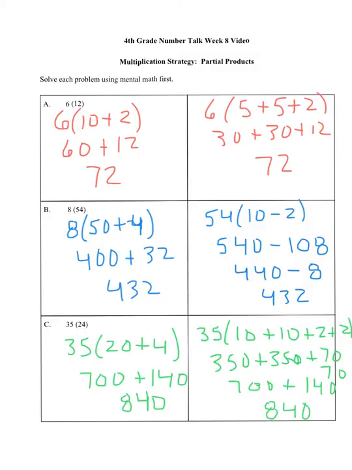These are not the only ways to use partial products, but these are some of the ways that I think will help guide you with, obviously we're doing 1 and 2 digit numbers, 2 and 2 digit numbers, but even when you get to 2 and 3 digit numbers.